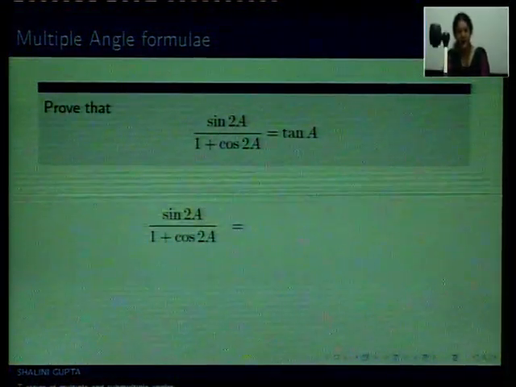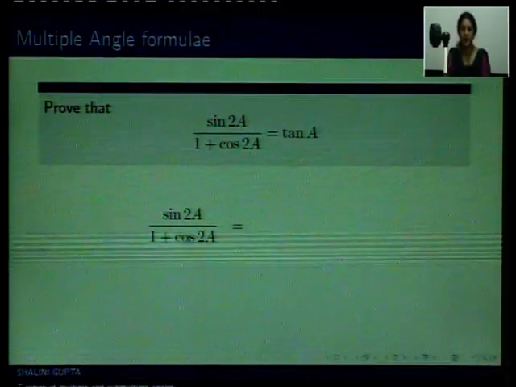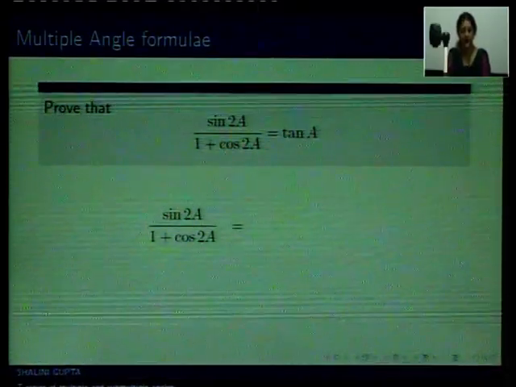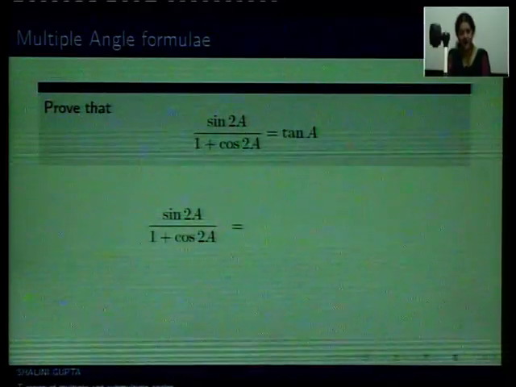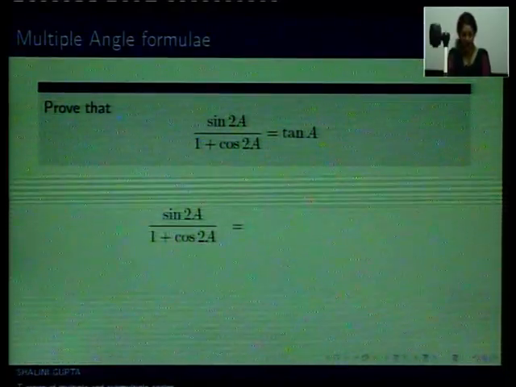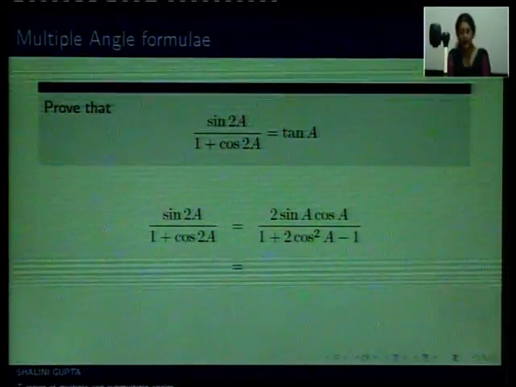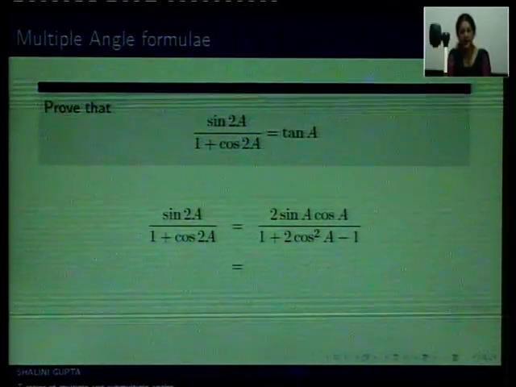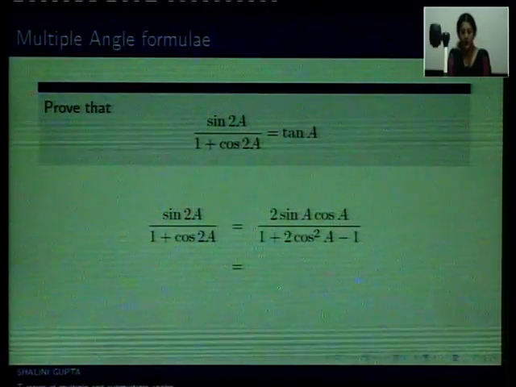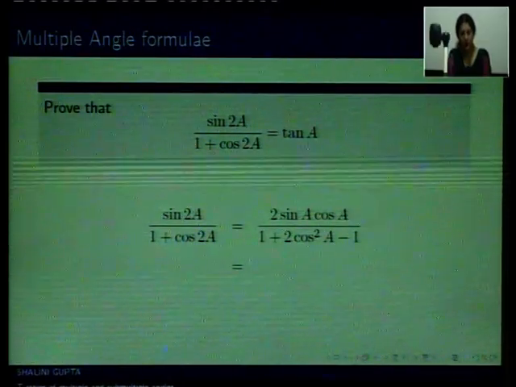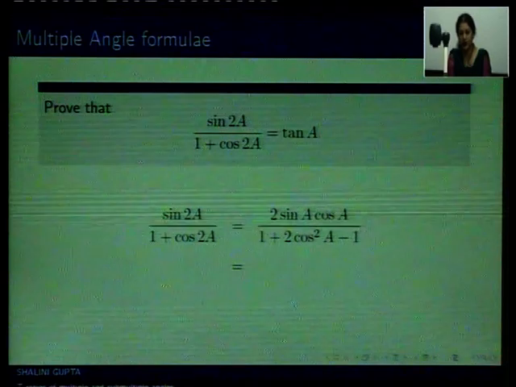Okay. So let's see. Suppose we have to prove this: sin 2a upon 1 plus cos 2a is equal to tan a. So first I will try to solve the left hand side, sin 2a upon 1 plus cos 2a. I put the expressions for sin 2a and cos 2a. So I write sin 2a as 2 sin a cos a upon 1 plus 2 cos square a minus 1. 1 gets cancelled with minus 1.